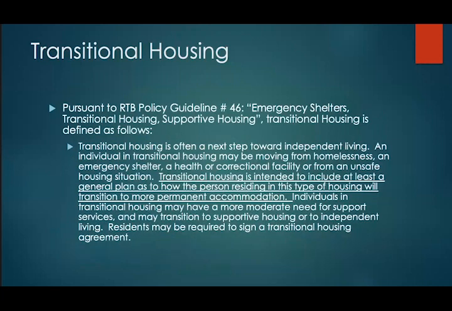We also have a guideline. It's guideline number 46, and it's emergency shelters, transitional housing, and supportive housing. And they give a further definition of transitional housing in this policy guideline, and I underlined a really important part to that as well. So transitional housing is intended to include at least a general plan as to how the person residing in this type of housing will transition to more permanent accommodation. And again, usually that's not happening.